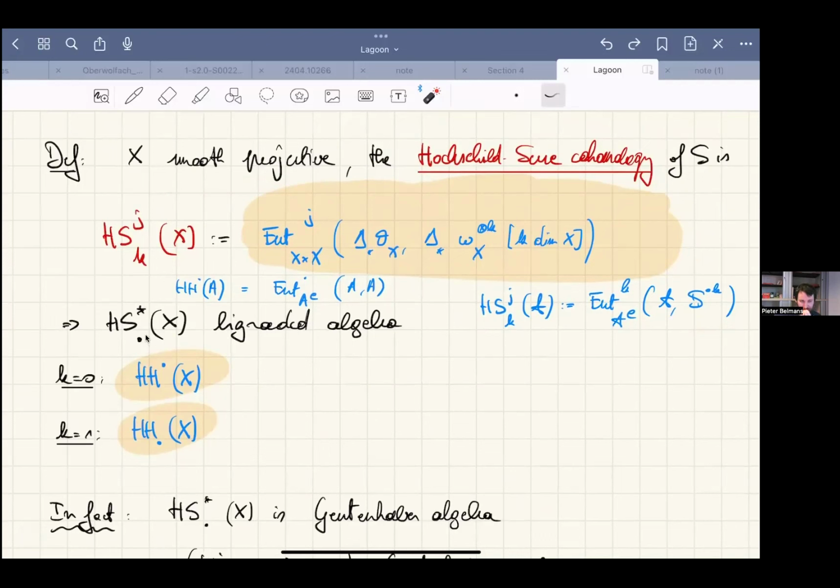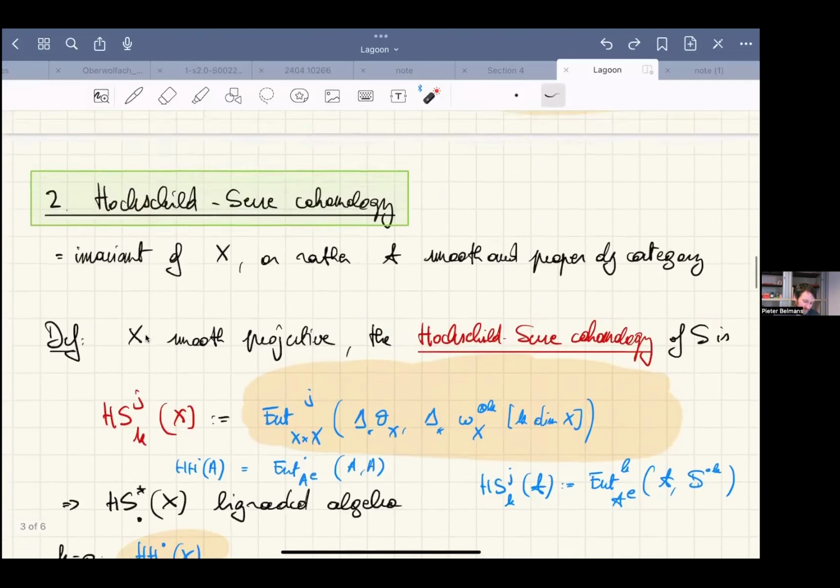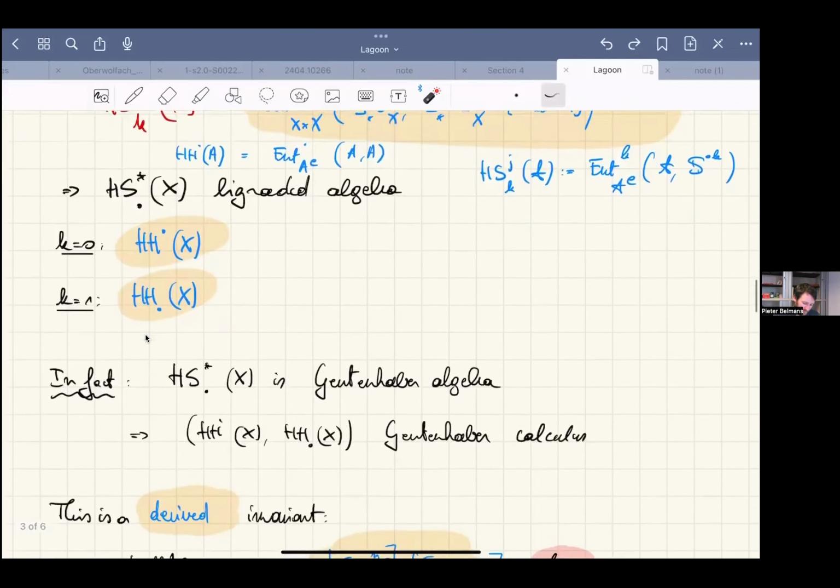I also have a question. I was wondering, the second Hochschild cohomology of the surface is now a direct summand of the second Hochschild cohomology of the Hilbert scheme of points. Is that correct? Yes. Okay.